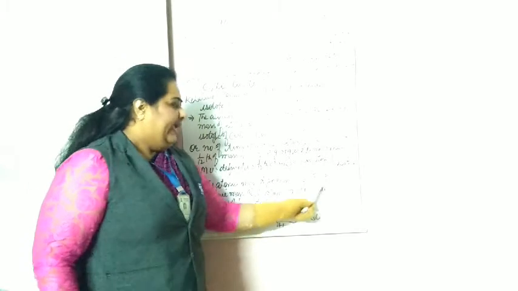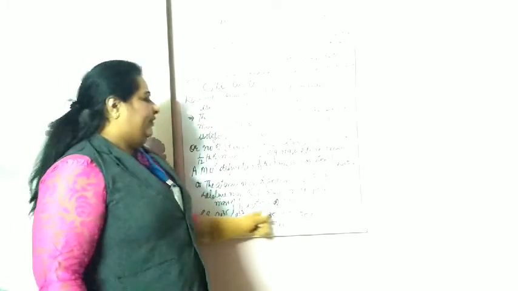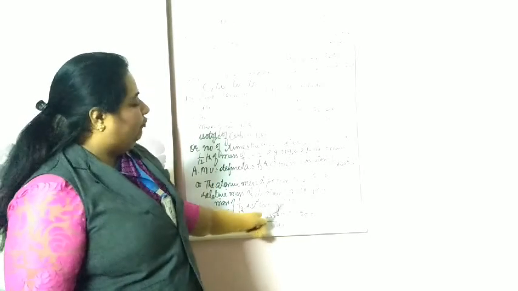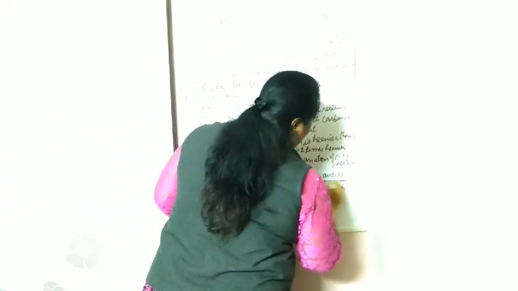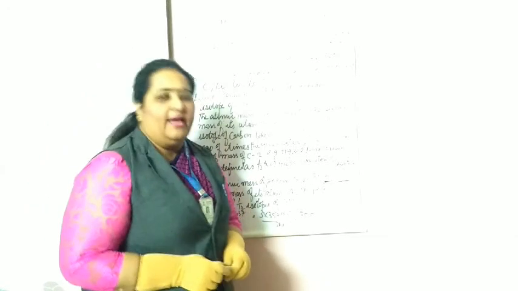How will it be defined? The atomic mass of an element is the average relative mass of its atom as compared with 1/12 of the mass of the carbon 12 isotope. So the same definition is there. We have used the term average because in such cases we calculate the average of the atoms, right?